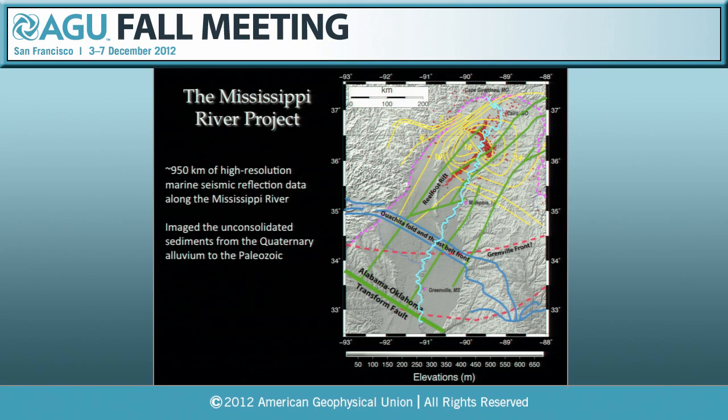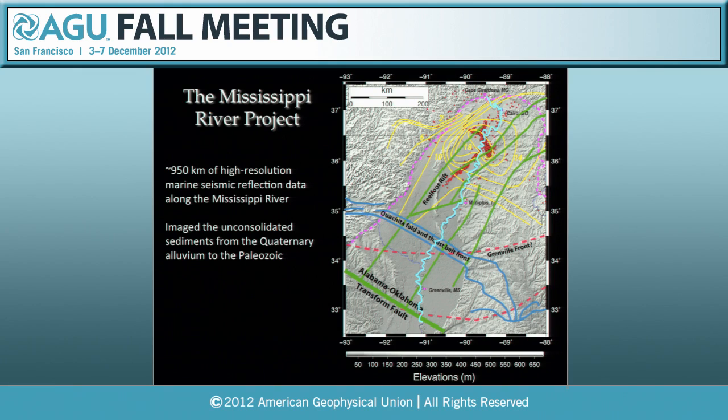So what we did, we went along the river for 3 summers, and we drifted backwards on a barge. And if you've never spent several weeks in the summer along the river, I'll assure you it gives you a new perspective on Mark Twain. And so we collected this 950 kilometers of high-resolution data. We've imaged the unconsolidated sediments all the way down from the Quaternary alluvium to the top of the Paleozoic units.